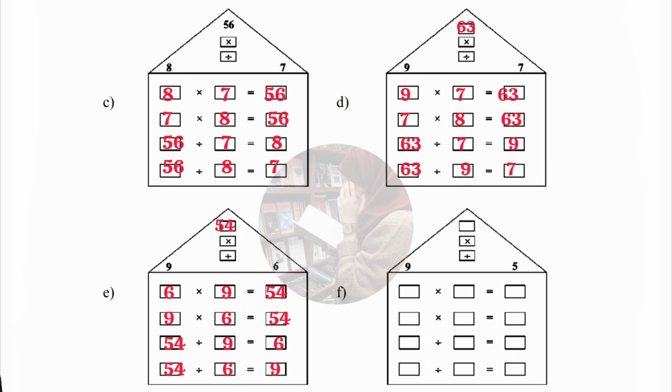Okay. Let's move to the sixth one. Here also two numbers are given, which are 9 and 5. So first we'll do the multiplication. 9 fives are 45. Now we'll get three numbers: 9, 5 and 45. We'll do this by using two symbols. Okay, let's see. First one is 9 multiplied by 5 is 45. Then 5 multiplied by 9 is 45. Then 45 divided by 9 is 5. Then 45 divided by 5 is 9.